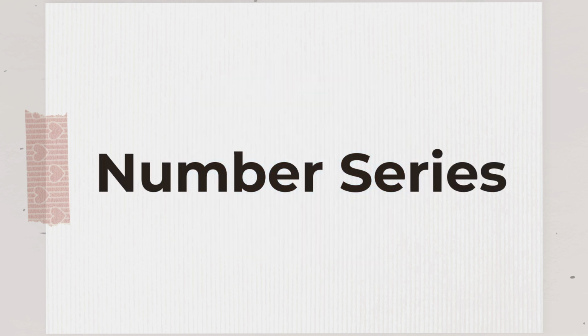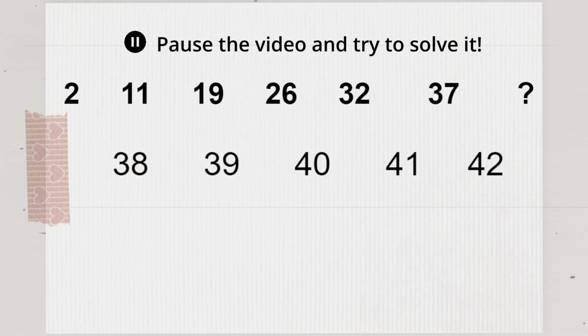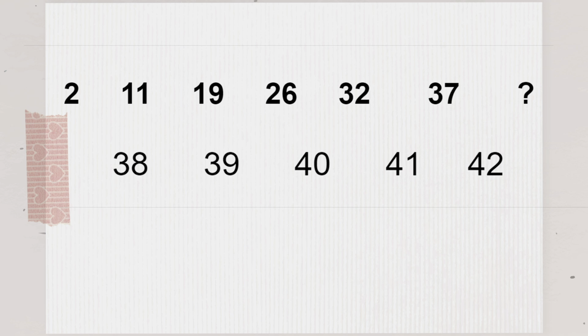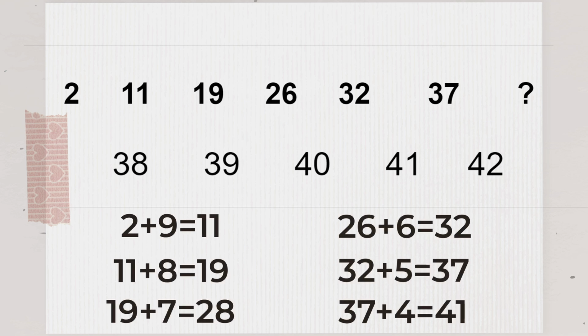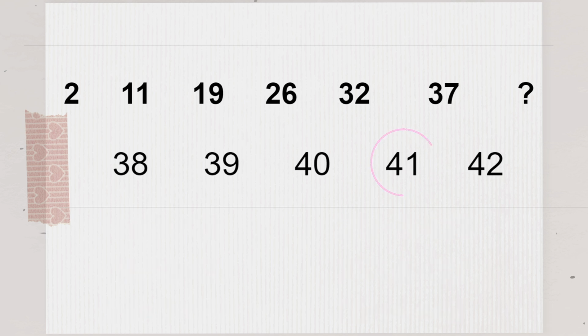The next subtest in this battery is called number series. This question shows a series of numbers that have a rule. Use the rule to determine which number will come next in the series. In the series, the next number is obtained by adding 9 in the first turn, 8 in the second, 7 in the third, and so on. So the correct answer is 41.